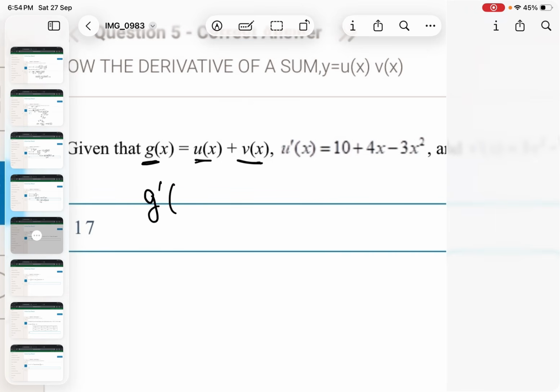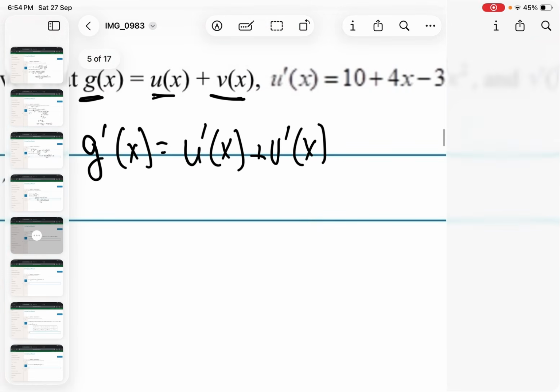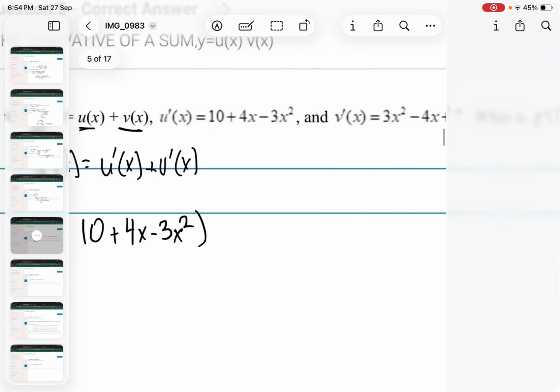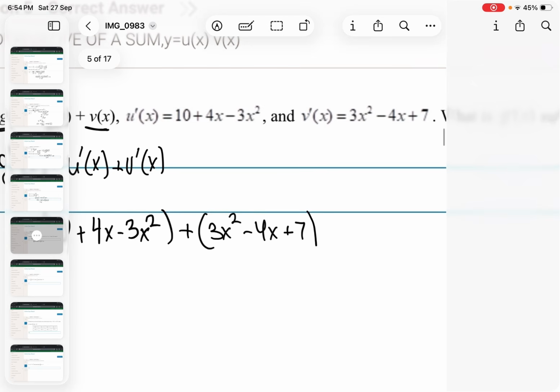So g prime is u prime of x plus v prime of x, because they want g prime. So g prime will be equal to u prime plus v prime. And they already gave you u prime and v prime. So they gave you u prime as 10 plus 4x minus 3x squared, plus 3x squared minus 4x plus 7.